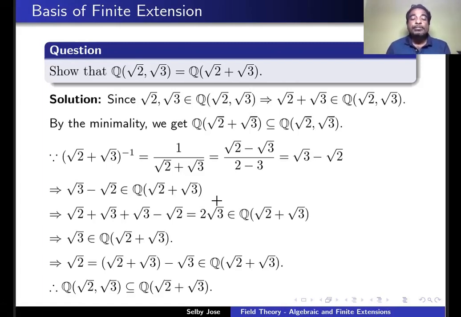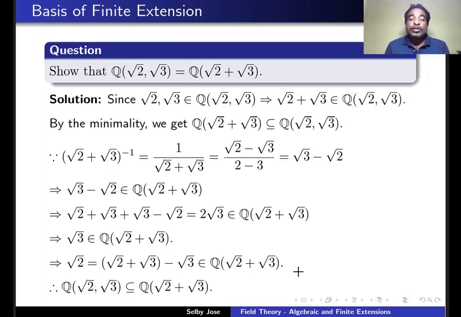Therefore, their sum also belongs to Q(root 2 plus root 3). That means 2 root 3 belongs to Q(root 2 plus root 3). That means that root 3 belongs to Q(root 2 plus root 3). Which means that root 2, equal to root 2 plus root 3 minus root 3, also belongs to Q(root 2 plus root 3).